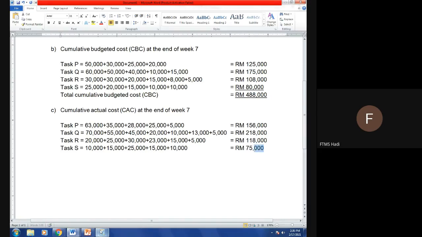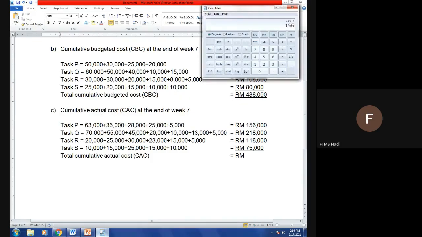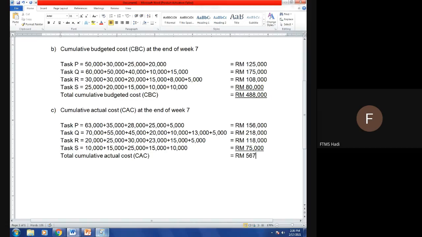So once you got all the answers for all tasks, the total cumulative actual cost, which is CAC, you will get 156 plus 218 plus 118 plus 75, which is 567,000. So that is the answer for question C.